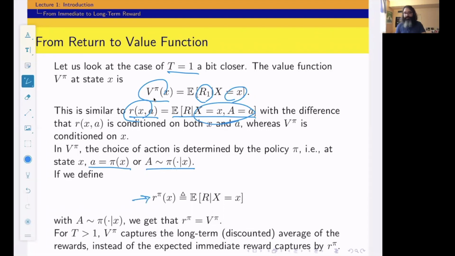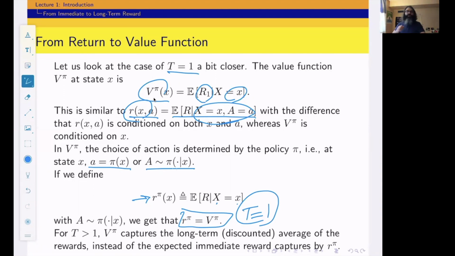So we define R of pi of state x as the expectation of reward when the initial state is x. Remember, these are all for the case of t equal to 1. We just go one step and the episode ends. So if we define R of pi this way, this would be exactly the same as V of pi, again for t equal to 1. Expected reward was a bit different, since it was conditional on both state and action. But if we define R of pi, it would be the same as V of pi.